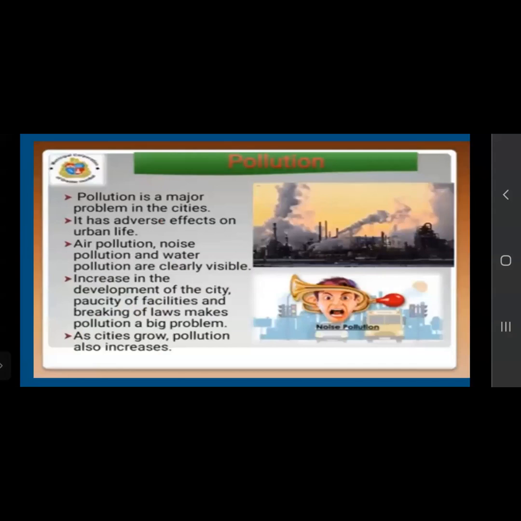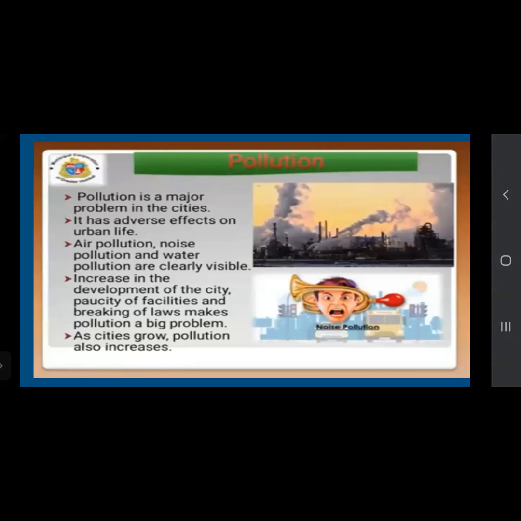Pollution is a major problem in the cities. This is one of the major problems we are facing in the cities. It has an adverse effect on urban life. It is having a very bad effect on the urban life of the people. Air pollution, noise pollution, and water pollution are clearly visible. In urban areas, you can find and experience this pollution: air pollution, noise pollution, and water pollution.